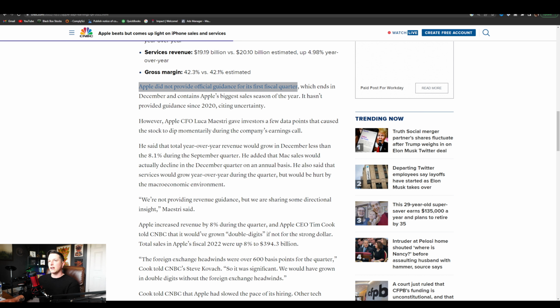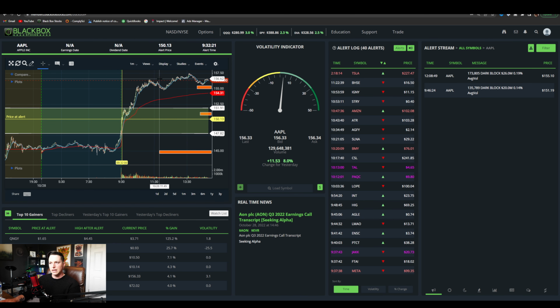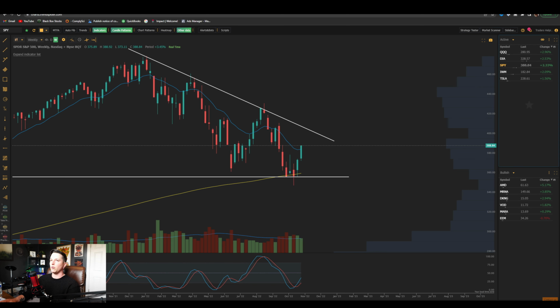Now, does it mean that the stock should be up probably 8%, 9% where it was earlier? I think that's a little much, but still, given the rest of big tech earnings, Apple's has been the best so far, obviously, and that's why Apple is up so much right now.